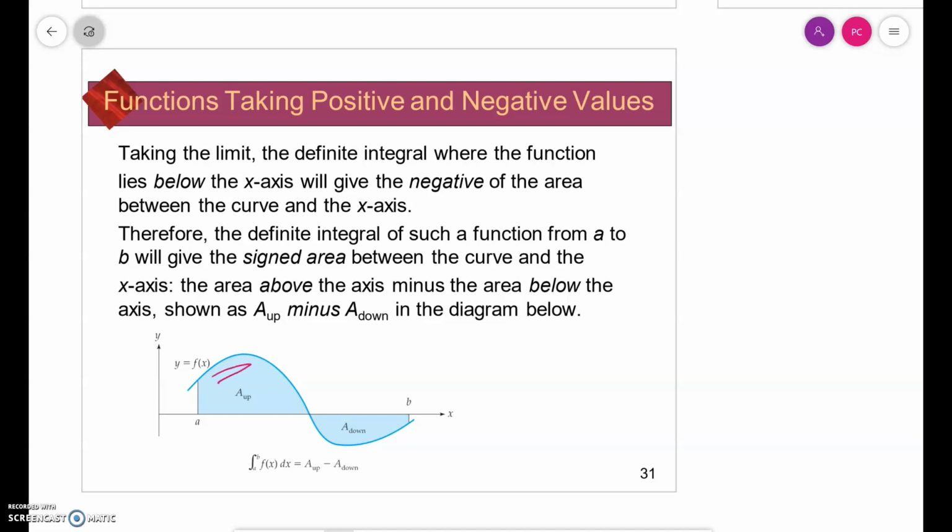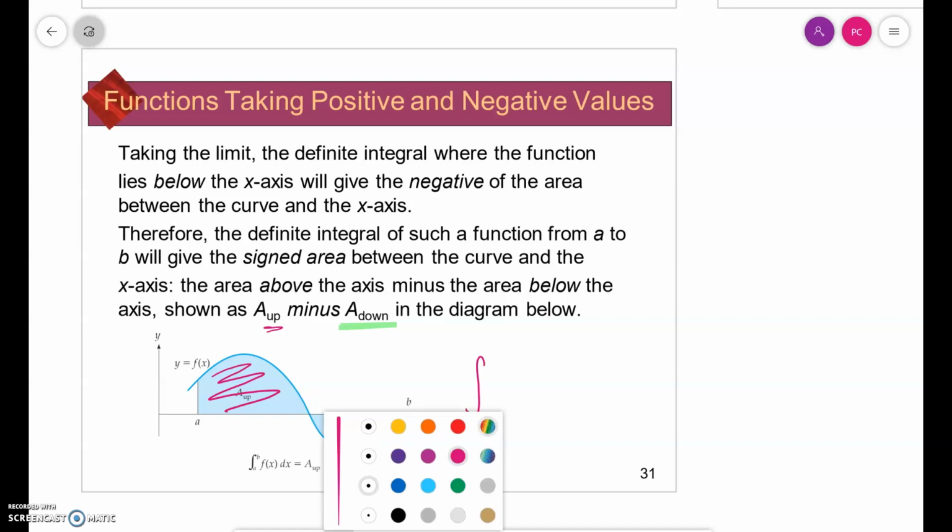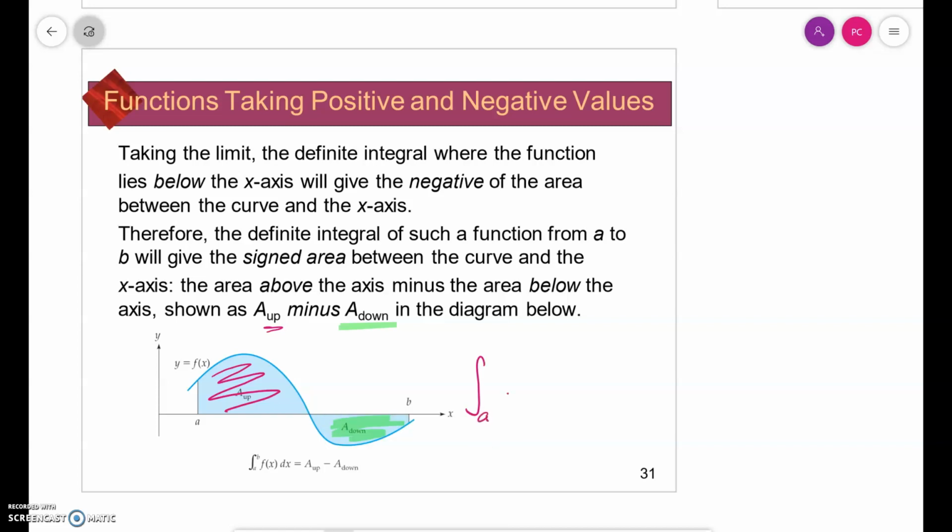We've got the positive part, which they're calling a up, and then we have the negative part, which they're calling a down. Okay, and so the entire integral, if we say the integral from a to b of this function, is going to be the positive area, or that a up, minus area down. And again, it's what we were talking about on the last slide.